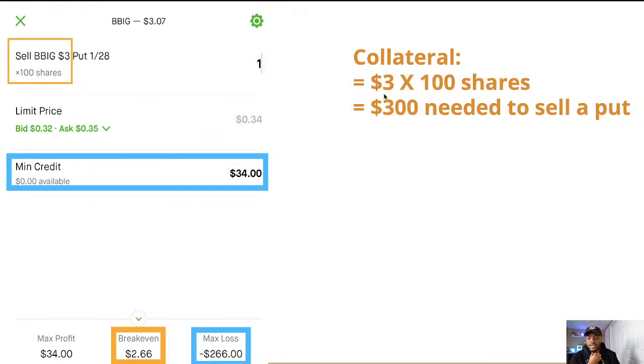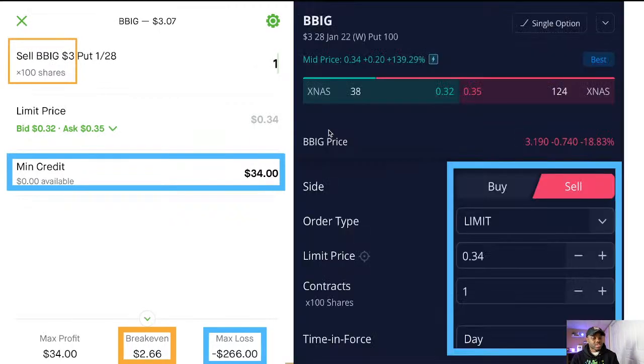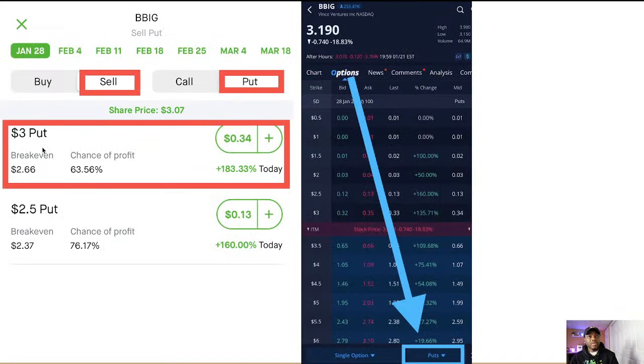But let's see where these numbers come from. So we said the collateral that you need in order to do this is that $3 strike times 100 shares, because you need $300 to sell BBIG puts, and then you'll collect that $34. So now that brings us to some interesting points. The $34 is the premium that we're looking at in this case. And just so you can see where $34 came from, take a look at this. The $3 put, the $34 premium. If we would have sold the $2.50 strike, we would have got $13 in premium. But we chose the $3 put. We're taking on more risk, meaning that it's more likely that this will get down to $3 than it will get down to $2.50. So let's keep it going.